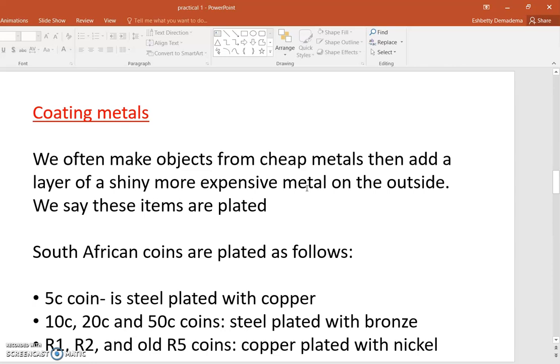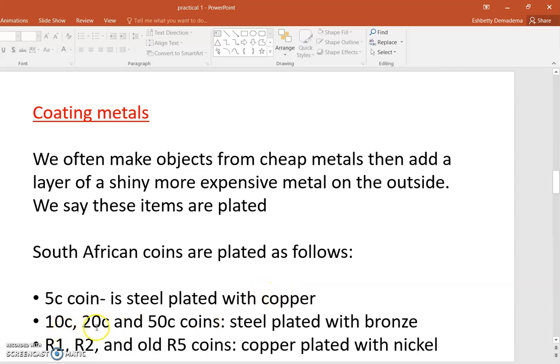Our South African coins are plated, and our 5-cent coin is actually made out of steel and then plated in copper. So steel is the cheaper metal. They are made out of steel, which is quite cheap, and then we have the more expensive shiny metal on the outside, which is our copper. So steel is less expensive than copper.